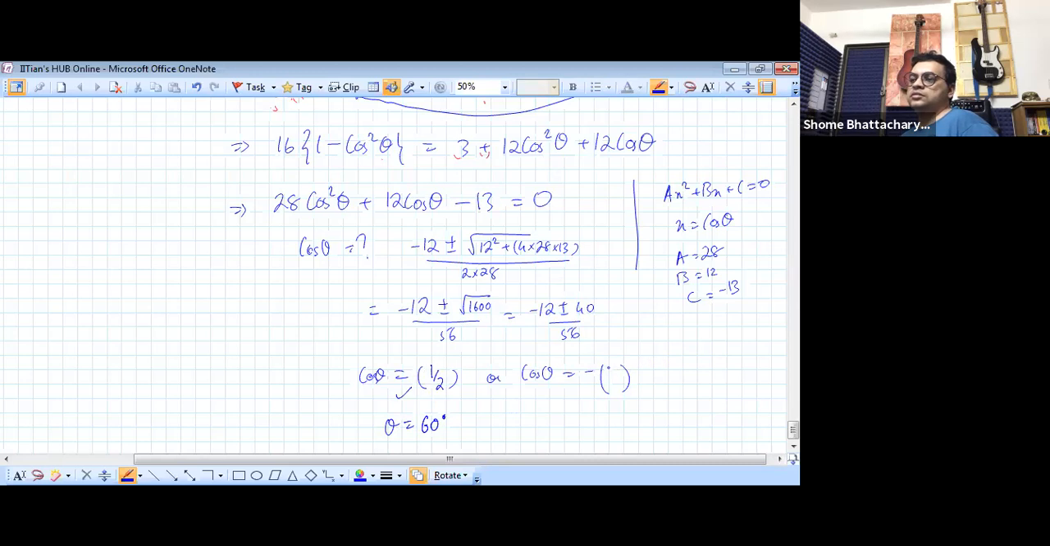We will reject this root, we will take this one. Okay. So rather lengthy calculation, as I told you. This was one tricky question in the entire exercise.